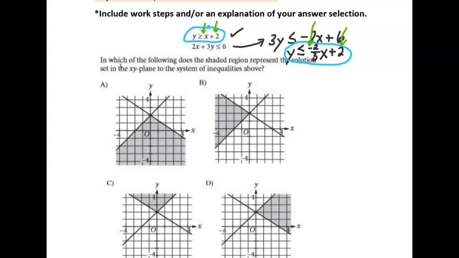The thing that is different is the location of the shading. So let's pay attention to the inequality symbols. A greater than or equal to symbol means that the shading needs to be above that boundary line. In choice A, here is that first boundary line. Notice that there is no shading shown above it. It is not choice A.